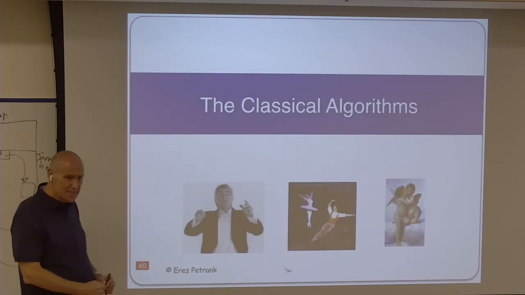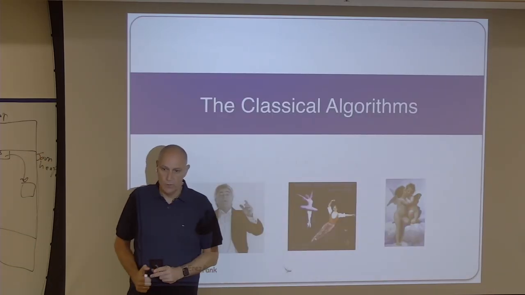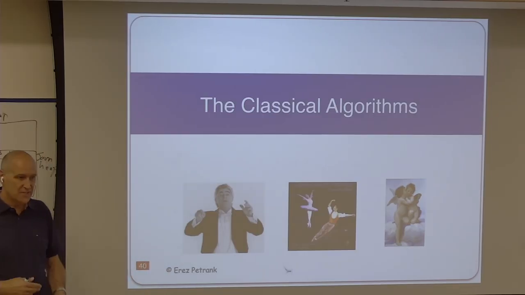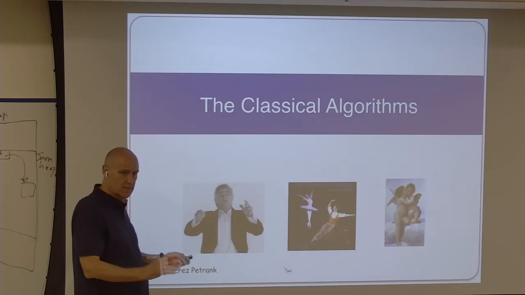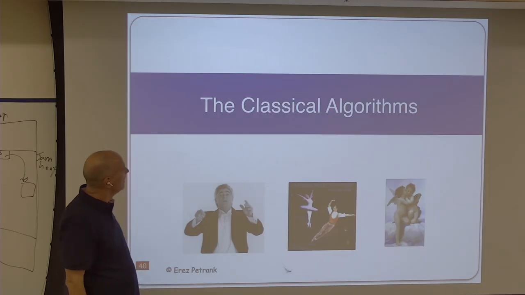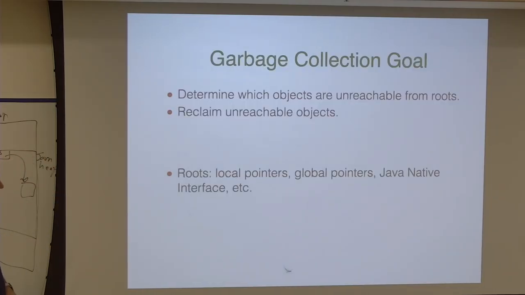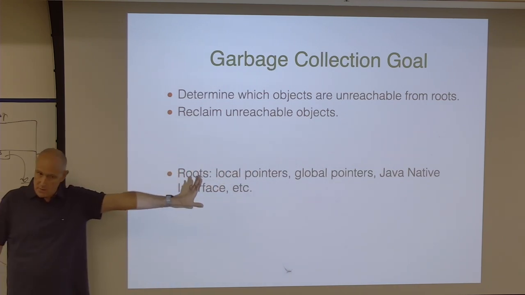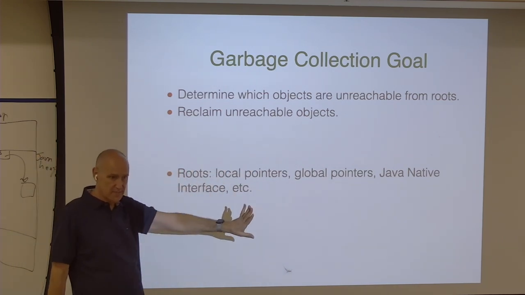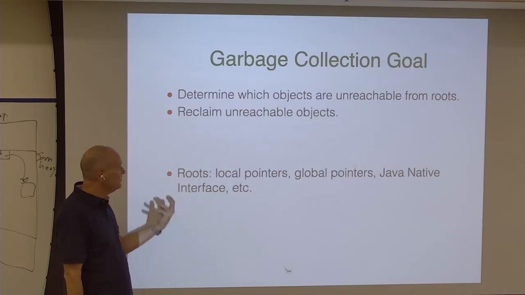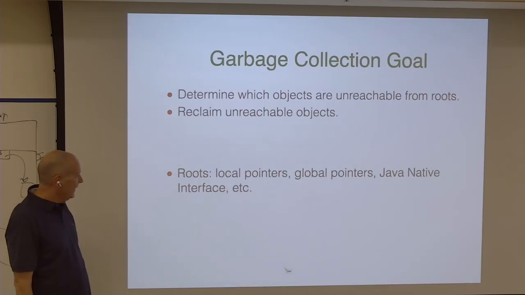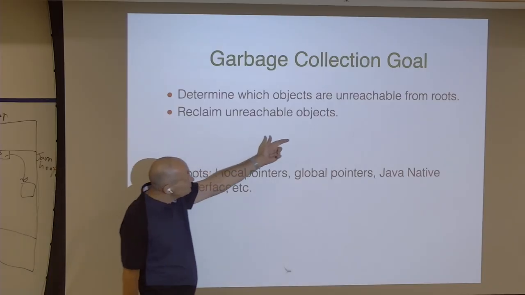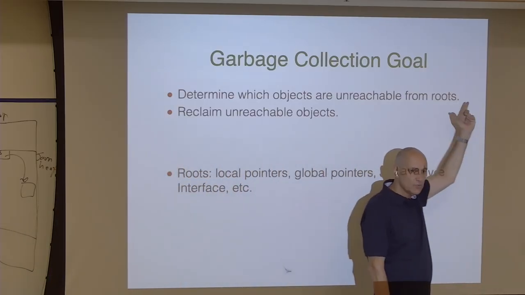And let's talk about the three classical algorithms for memory reclamation. You might have seen them in previous courses, but let's just make sure that we know what they are. The garbage collection goal is to determine which objects are unreachable and reclaim them. This is what we're going to do the entire semester. There will be lots of ways to do this. Objects are reachable from the roots.